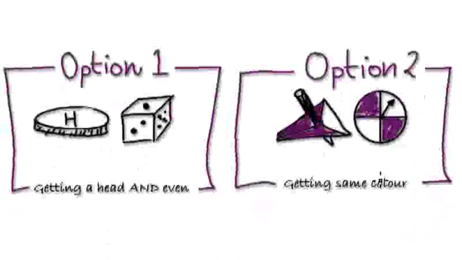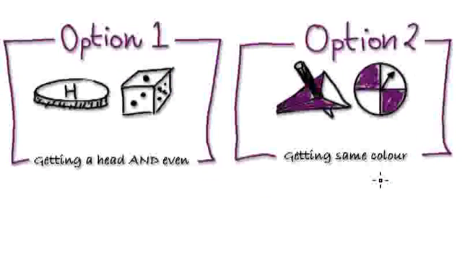Okay, which option would you take? Option one, you're going to flick this coin here. You either get heads or tails, and then you roll a die. Okay, option one is getting a head and an even number.